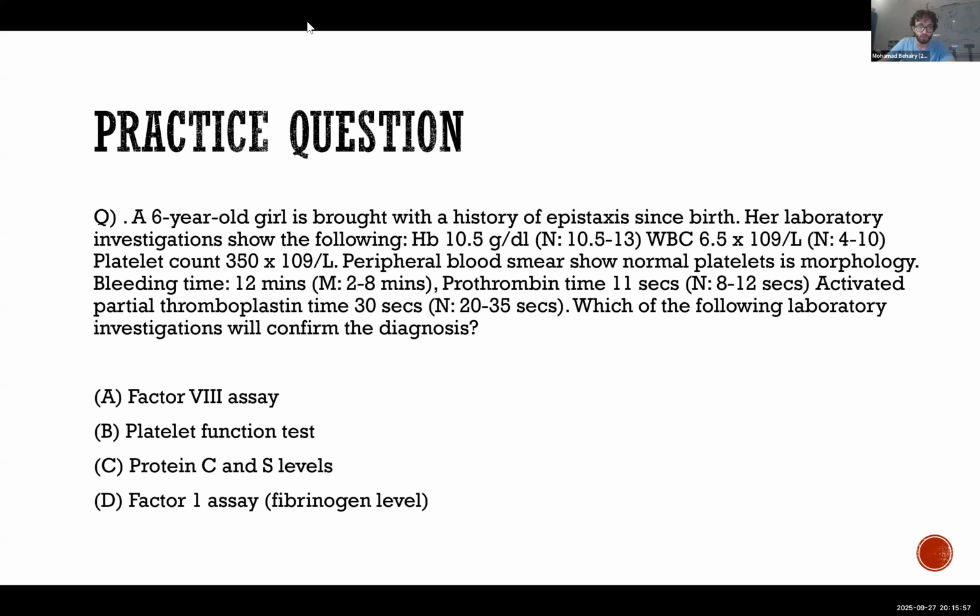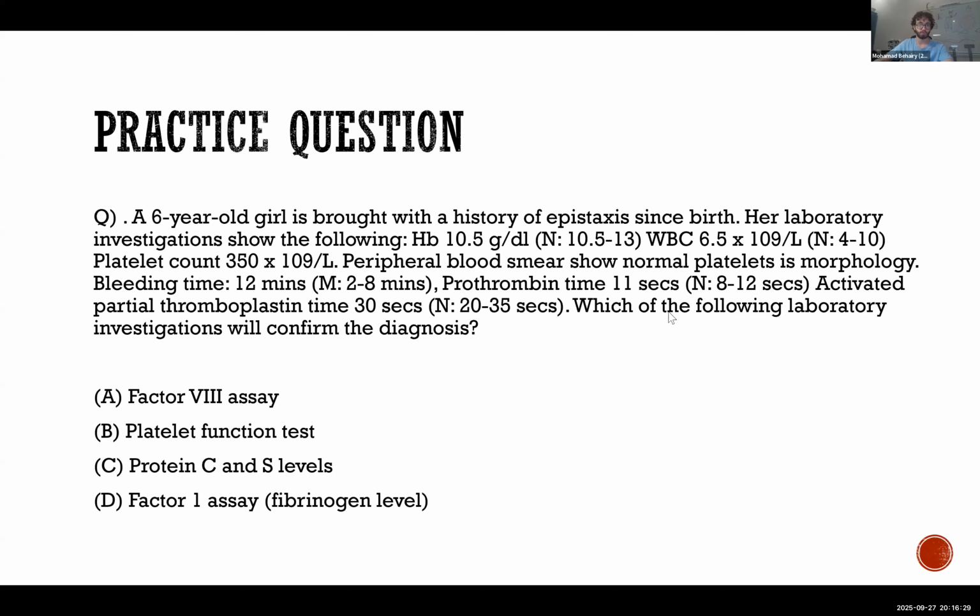Okay, so everyone is answering B, B, B. Let's read the question and see. A 6-year-old girl is brought with a history of epistaxis. Just for your knowledge, epistaxis means nosebleed. You don't really have to remember it, but just for you to understand. Her laboratory investigations show that hemoglobin is normal. White blood cells are elevated, which means there is probably an inflammation. Platelets are normal. Peripheral blood smear shows normal platelet morphology.